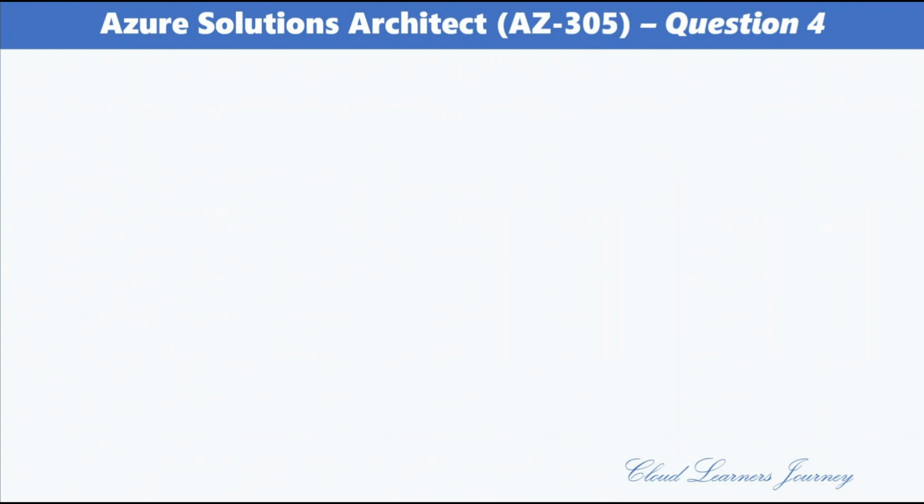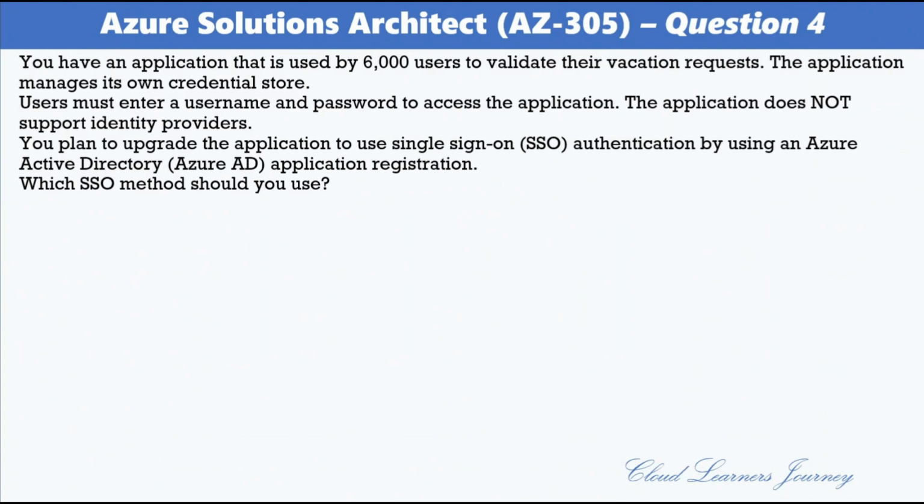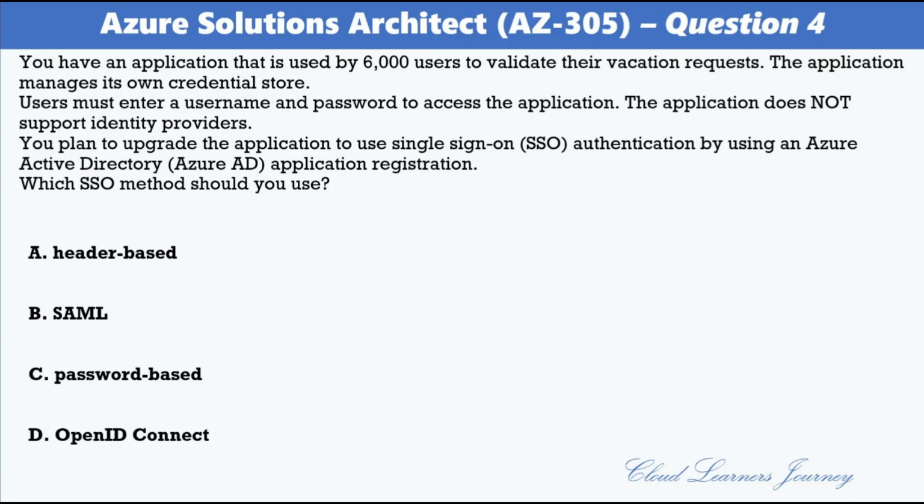Next, question number 4. You have an application that is used by 6,000 users to validate their vacation requests. The application manages its own credentials store. Users must enter a username and password to access the application. The application doesn't support identity providers. You plan to upgrade the application to use single sign-on authentication by using an Azure Active Directory application registration. Which SSO method should you use? A. Header-based, B. SAML, C. Password-based, D. OpenID Connect. And the correct option is C.